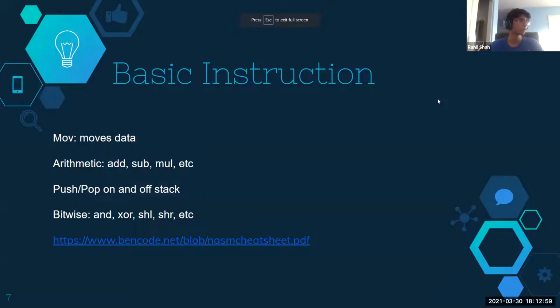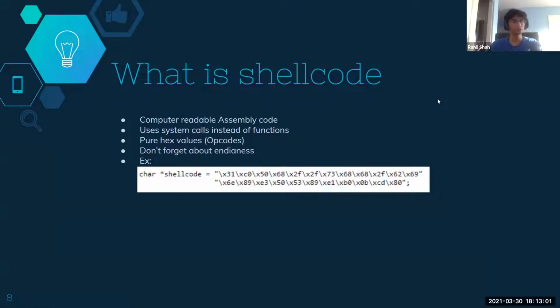On shellcode. So what is shellcode itself? All shellcode is computer readable assembly code. So it's essentially the same as writing your own assembly code, except instead of just writing it and executing it as a program, you're going to be injecting it into another program in order to finish an exploit. So we're going to be using system calls instead of functions generally. And we're going to be using pure hex values as opcodes and inserting them into our programs.